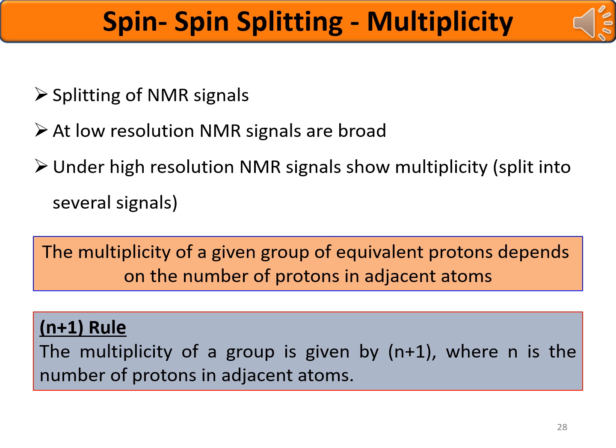We have seen that in a low resolution NMR spectrum, single peaks are observed, but under high resolution, these signals can split into several signals, which is known as multiplicity. Thus, the multiplicity of a particular group depends on the number of protons at the adjacent atoms and follows the n+1 rule, where n is the number of protons on the adjacent atoms.